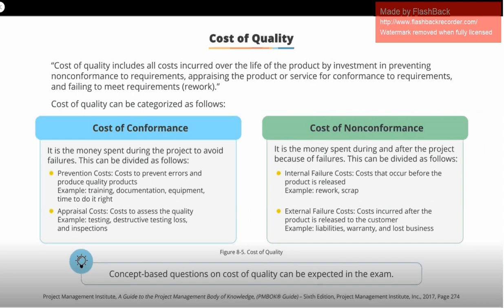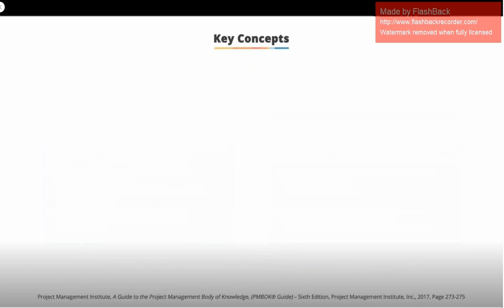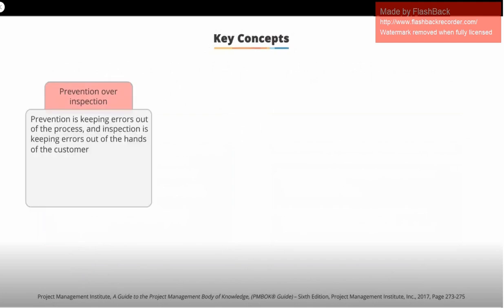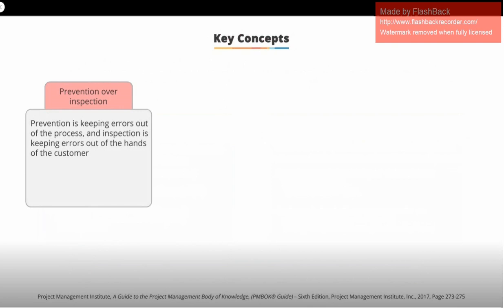Concept-based questions on the cost of quality can be expected in the PMP exam. So make note of these different categories of the cost of quality. Key concepts. Some of the key concepts are prevention over inspection. Prevention is keeping errors out of the process, and inspection is keeping errors out of the hands of the customer.